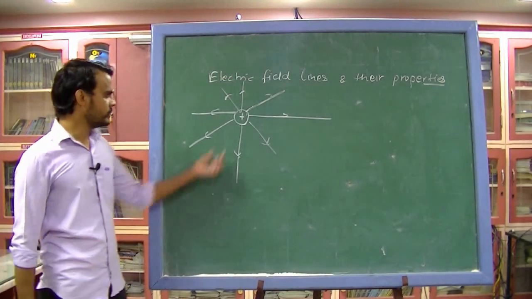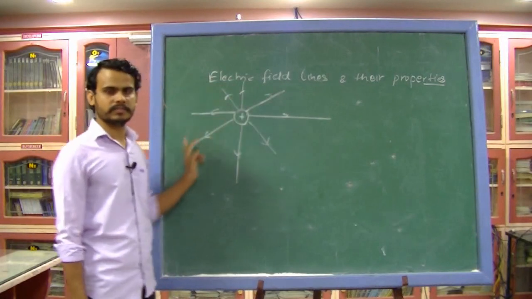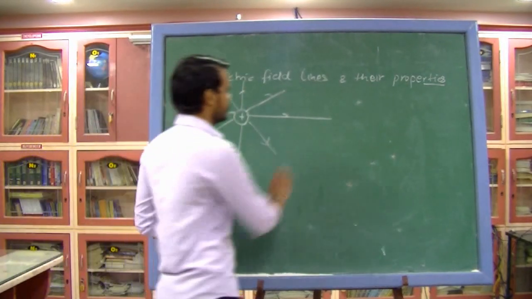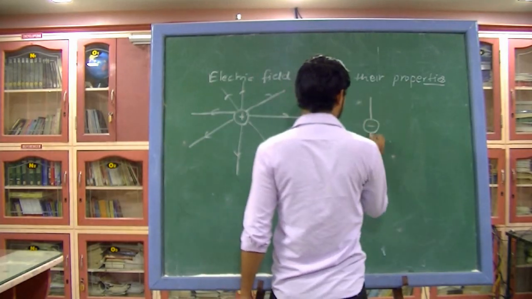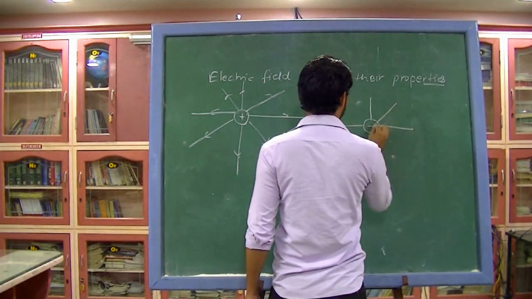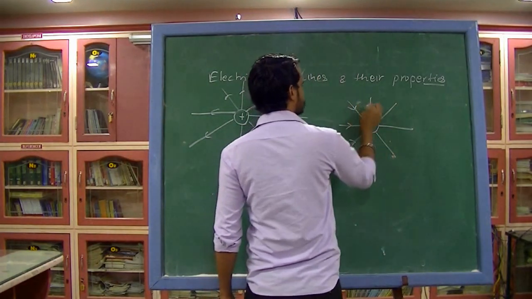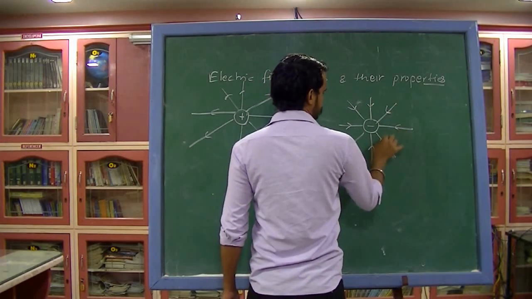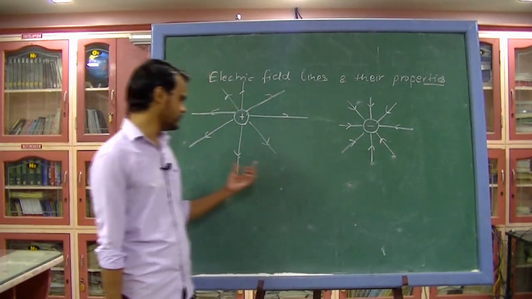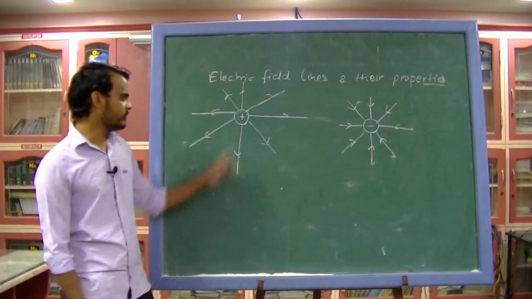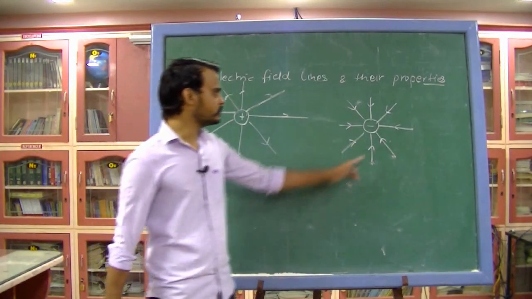So, as you can see, for a positive charge, electric field lines will always be away from the charge, going outwards. Similarly, for a negative charge, electric field will be towards the charge. So, we can draw the electric field lines like this for a negative charge. For a positive charge, electric field lines are away from the charge, and for a negative charge, electric field lines are towards the charge.